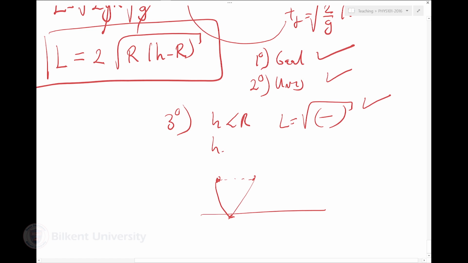What happens if h is exactly equal to r? You will just hit the floor exactly at 0. H is equal to r, your L should be 0. And that also checks. My equations tell me that.